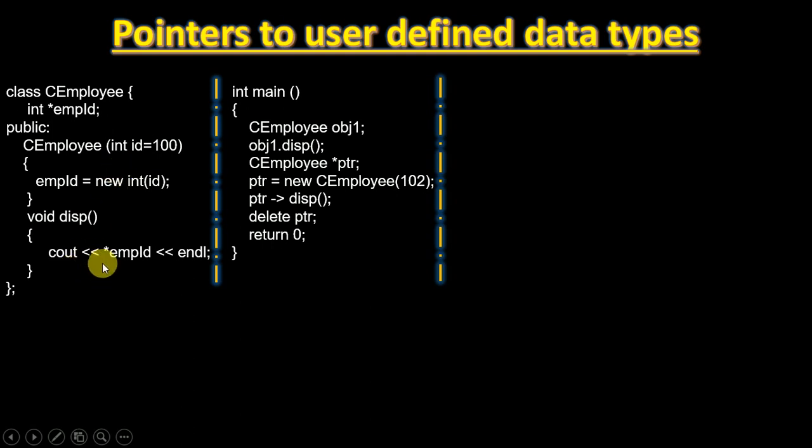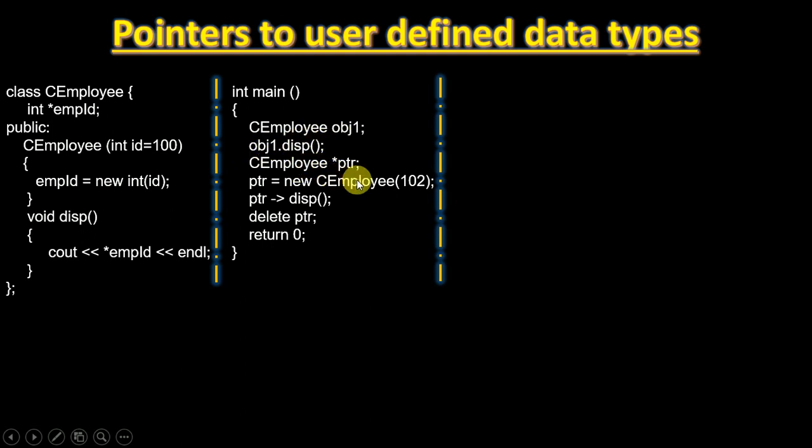And here I am displaying cout star emp id. Here emp id is a pointer. For this pointer I am allocating memory in the heap segment. Now in main, what we are doing: we are creating an object, CEmployee object1, which means this object1 will be created in the stack frame, and we are displaying this value.